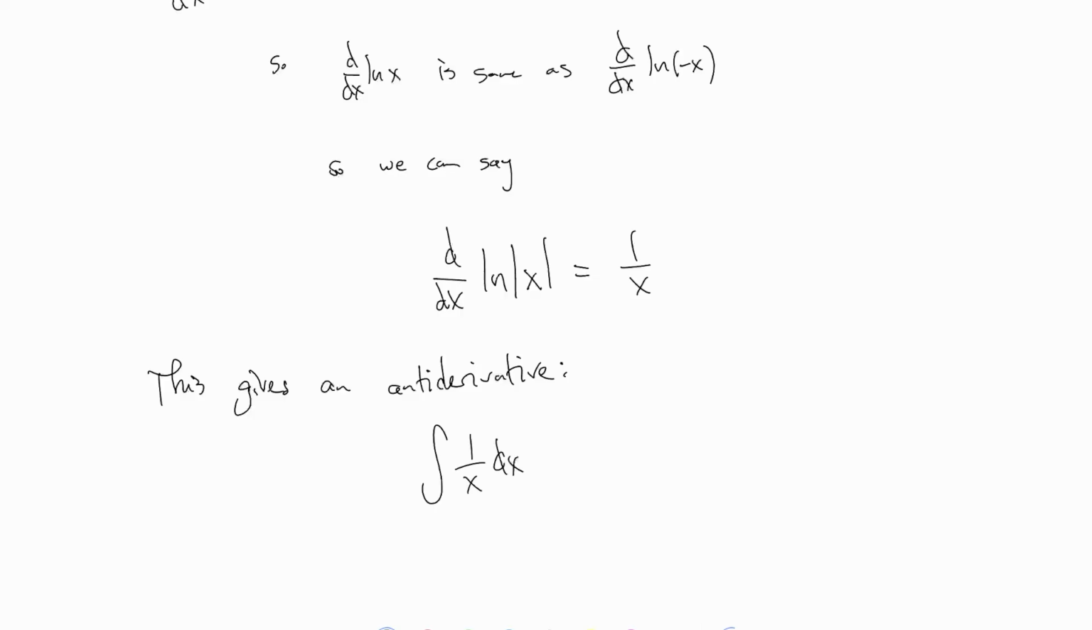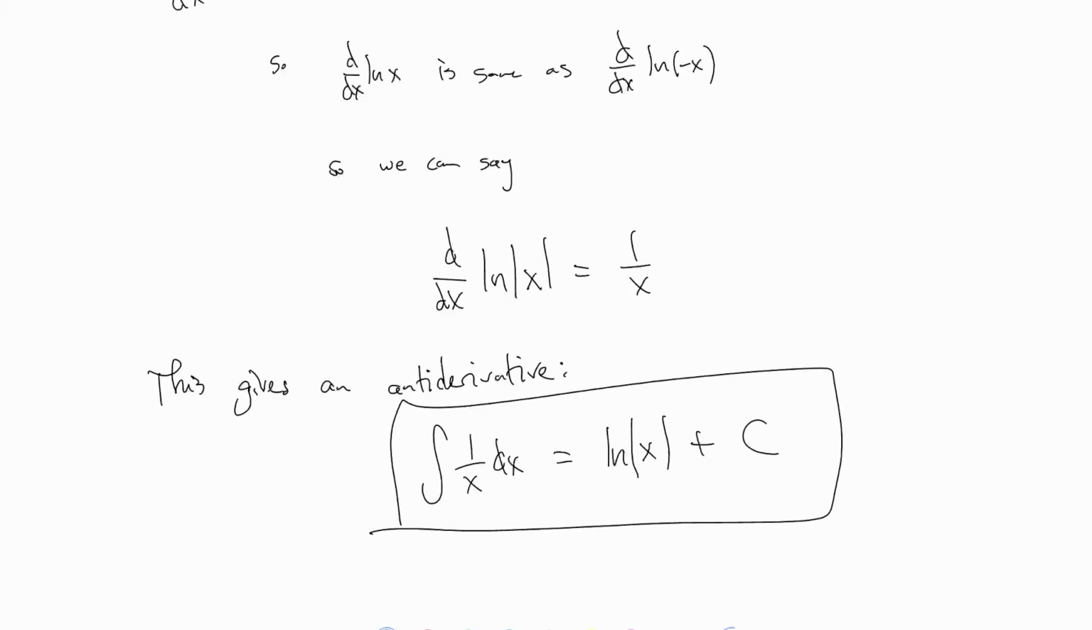The integral of 1 over x dx is ln of absolute value x plus c. I just wrote this. This is a derivative formula. I wrote it the other way around to make it an integral formula. If the derivative of the log of absolute value x is 1 over x, that means the integral of 1 over x is log of absolute value x plus c. And this is the basic antiderivative or integral formula involving the log.